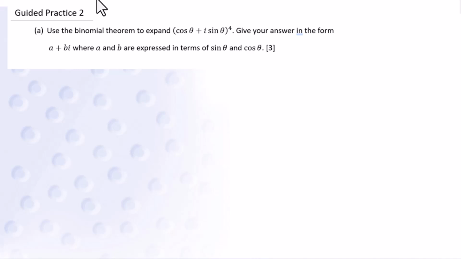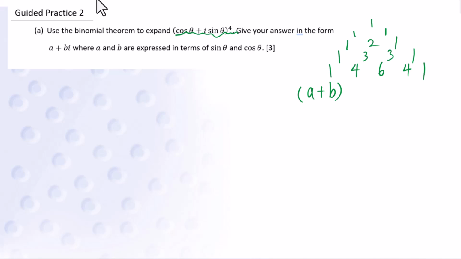Let's go to guided practice 2. Use the binomial theorem to expand (cosine theta plus i sine theta) to the fourth power. Give your answer in the form a plus bi, where a and b are expressed in terms of sine theta and cosine theta. Let's go to Pascal's triangle.